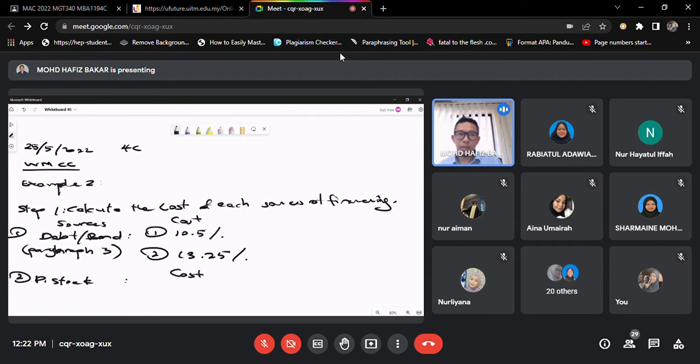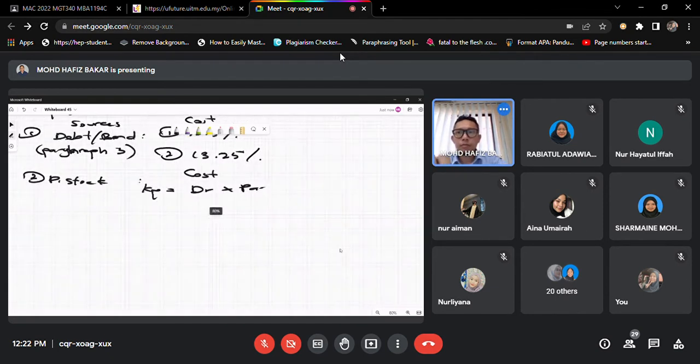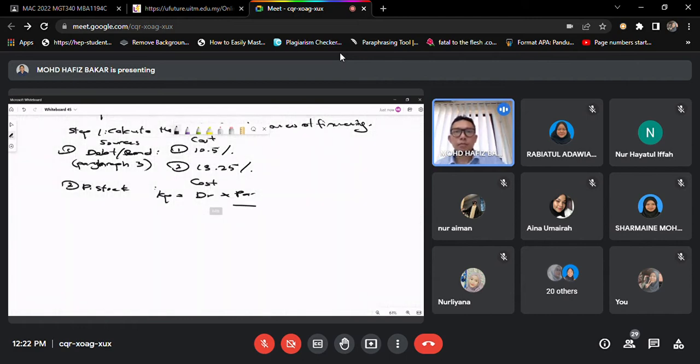Okay, so you need to calculate KP: dividend rate times par value, divided by selling price minus flotation cost. Dividend rate is 11%, times par value for preferred stock, which is 100. Selling price: sold at par, which means the selling price equals par value, so 100. Flotation cost is RM4. Okay, so this is for the first cost. First cost, so 11% times 100.